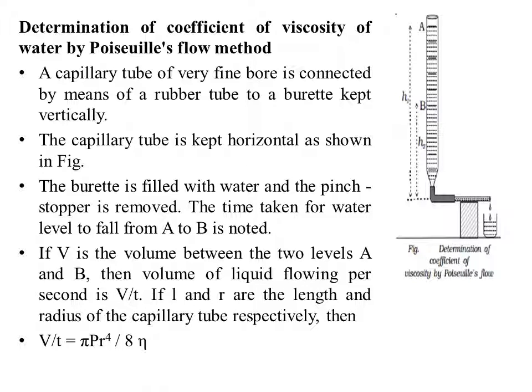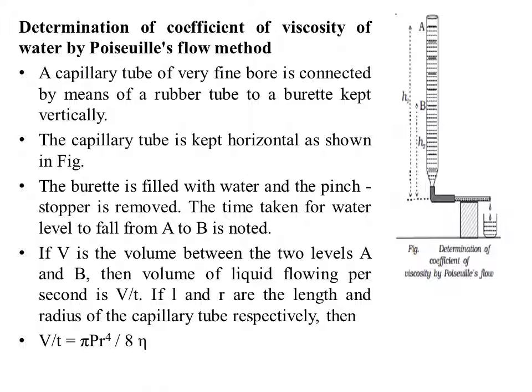Now, how we have to determine it experimentally is, you will have a long burette with a capillary tube connected to it. You can see here a capillary tube is connected to a long burette, and the burette will be kept vertically, and the capillary tube will be kept horizontally. The burette will be filled with water or the liquid whose viscosity is to be determined, and you have to adjust the pinch cork or the stopper so that the liquid will flow through the capillary tube.